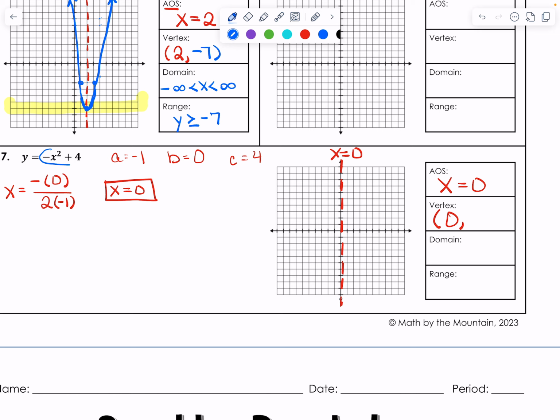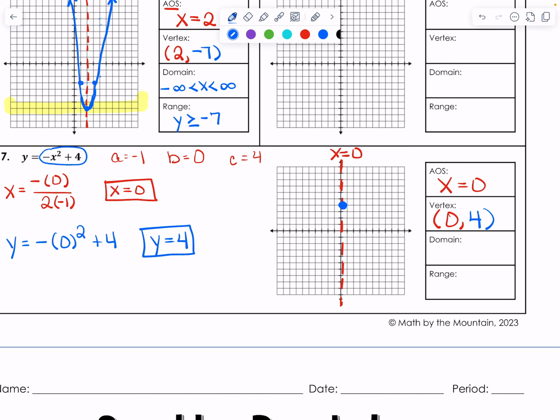All right, now let's go ahead and find the y value. We are going to take our equation for y, and everywhere there's an x, we're going to plug in 0. y equals negative 0 squared plus 4. 0 squared is 0, making that negative is 0. All we have left is 4. So we have y equals 4. Okay, so 0, positive 4. I'm going to go up 4: 1, 2, 3, 4. There's the vertex.